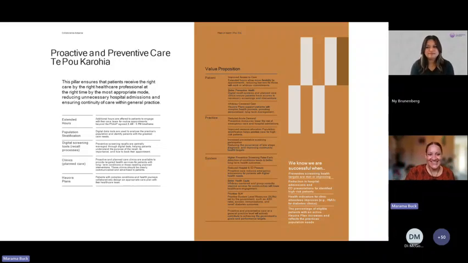It's all so exciting. The last part of this Pou that we will just finish off, you just did mention population stratification, which again isn't new. This is part of the healthcare home model of care, as is extended hours.